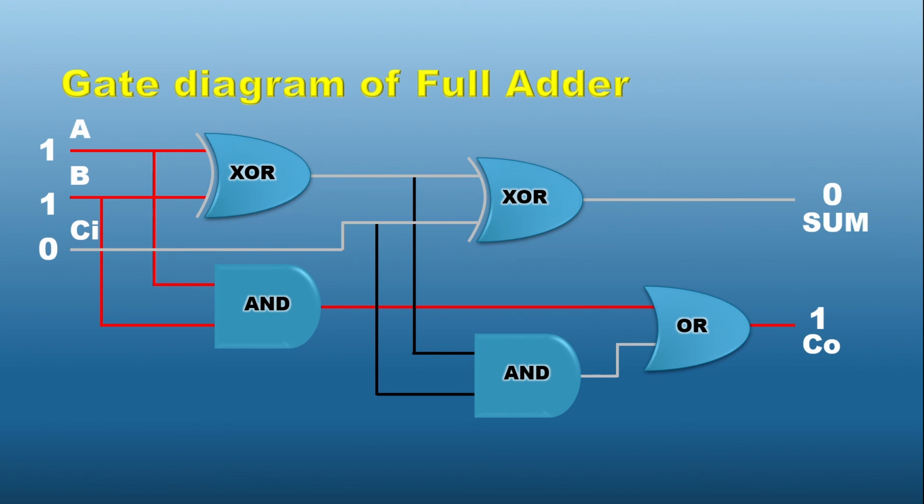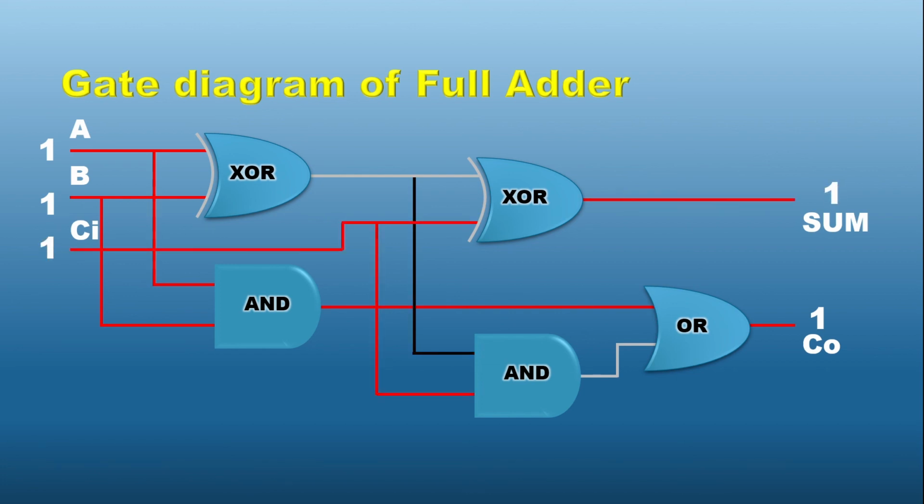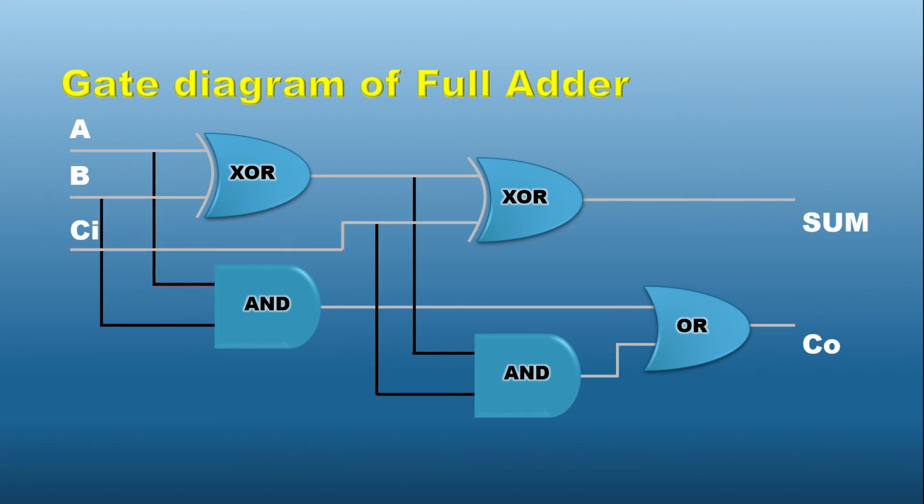When both A and B become 1, then the first XOR gate stops the current, hence generating the output 0 at sum, while the first AND gate allows the current, which further passes through the OR gate, hence generating the output 1 at carry. When all three inputs become 1s, then the first XOR gate stops the current, but the second XOR gate allows the current, hence generating the output 1 at sum, while the second AND gate stops the current, but the first AND gate allows the current, which further passes through the OR gate, hence generating the output 1 at carry.